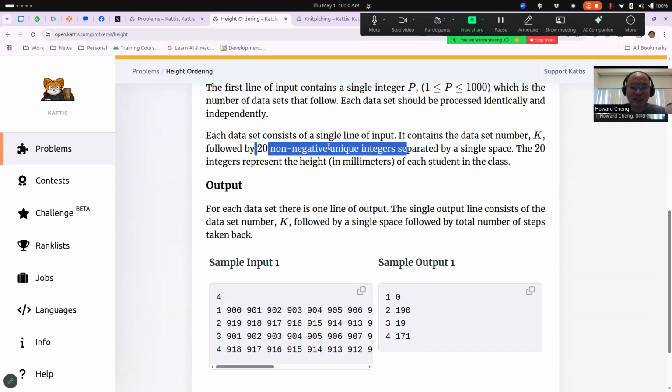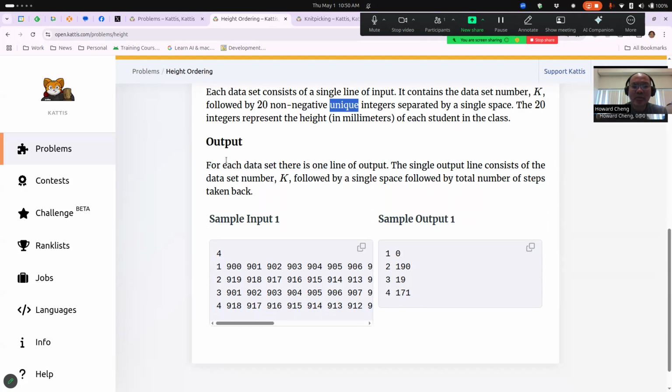Okay, so this sentence is very loaded. There are 20 numbers. Each one is non-negative. Non-negative means that 0 is allowed. They are unique. Okay. So there are no two people with duplicate. And because this problem is about sorting, when you have non-unique entries, then it's maybe a little bit unclear who should be standing in front of the other when two people are the same. And 20 integers represent heights, millimeters of each student in the class.